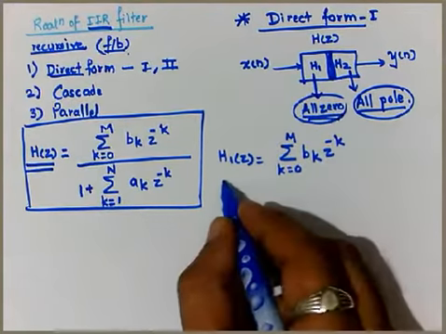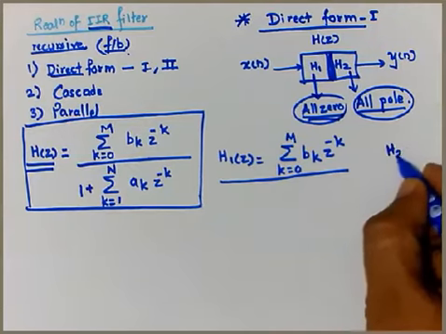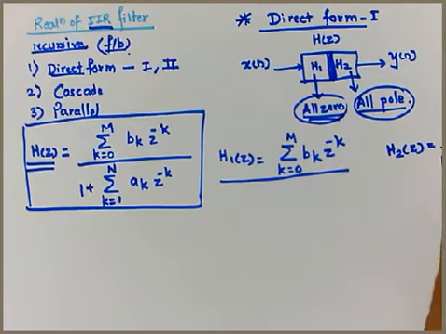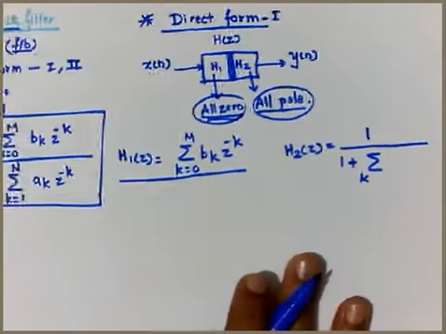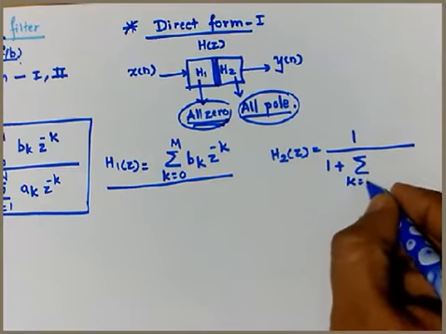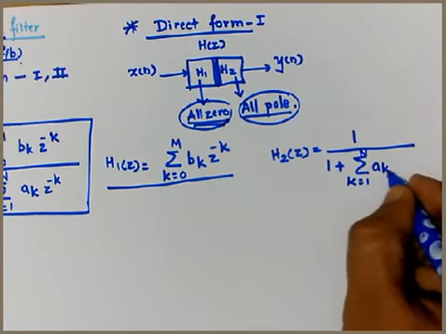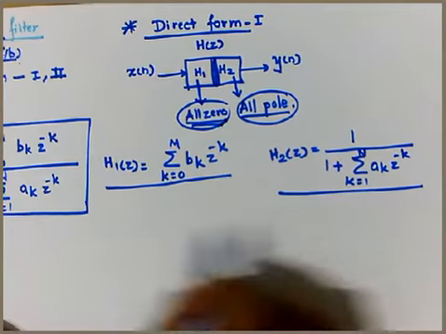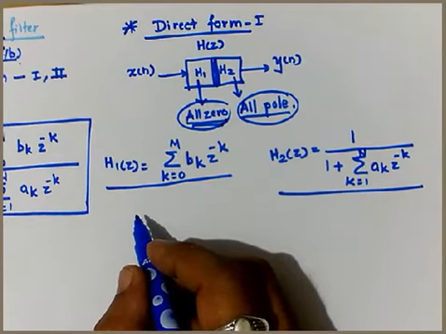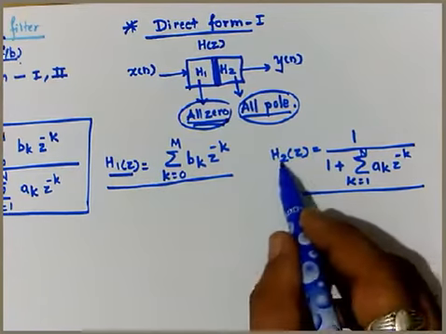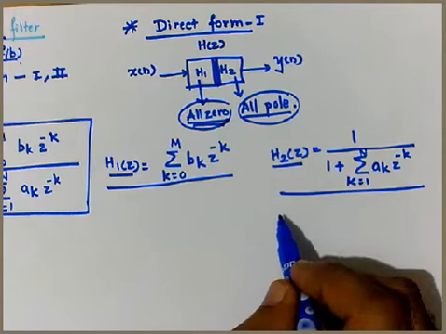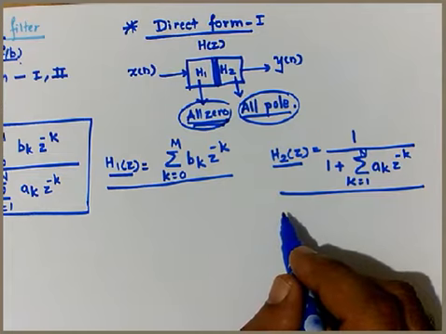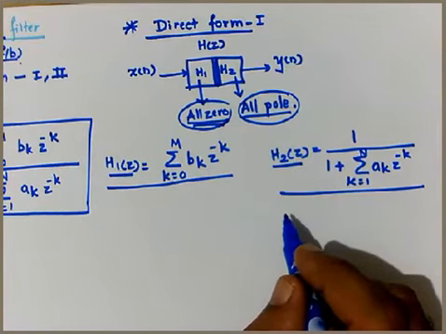This is H1 of z, and H2 of z will be what? It is nothing but 1 upon 1 plus summation k equal to 1 to N a_k z raised to minus k. This is H2 of z. In this way we can bifurcate these two parameters, that is H1 of z and H2 of z, from the H of z. Now we will see how to go for varying these parameters with respect to the difference equation.